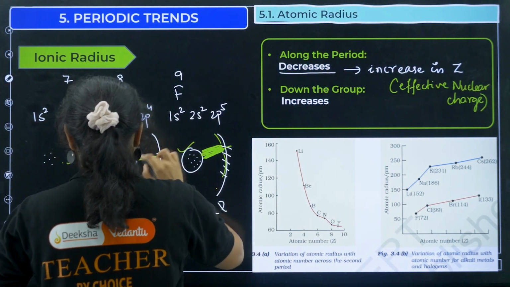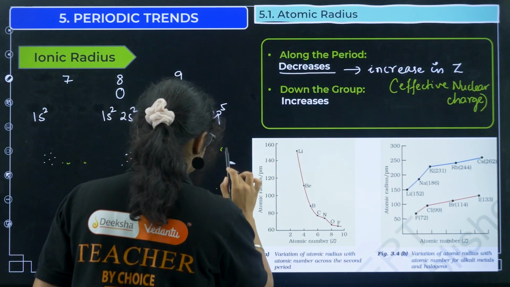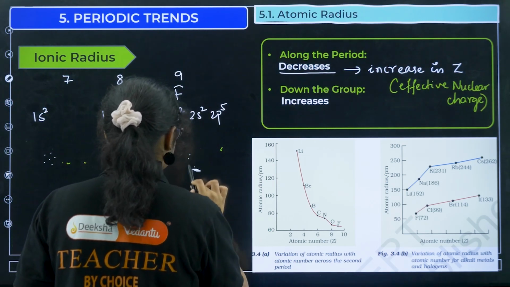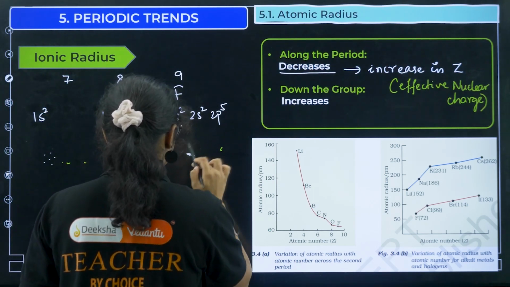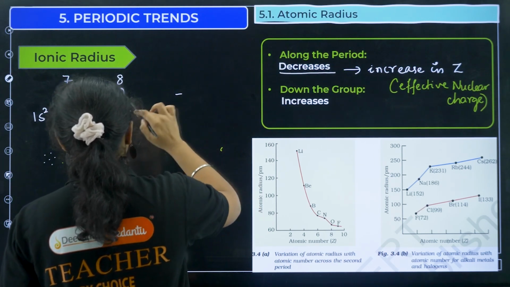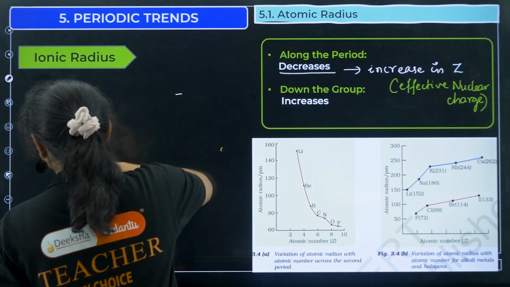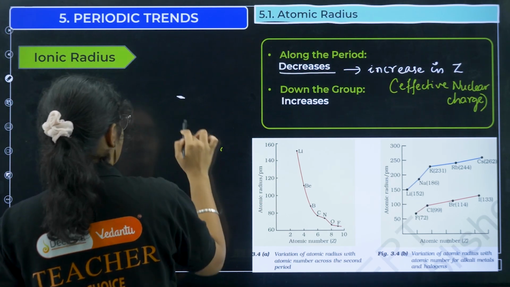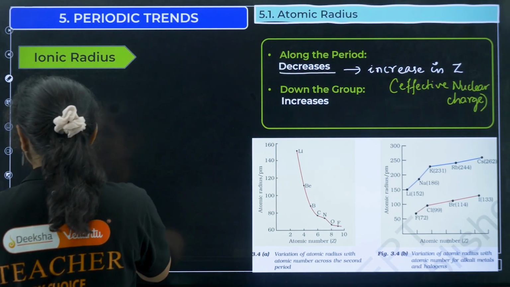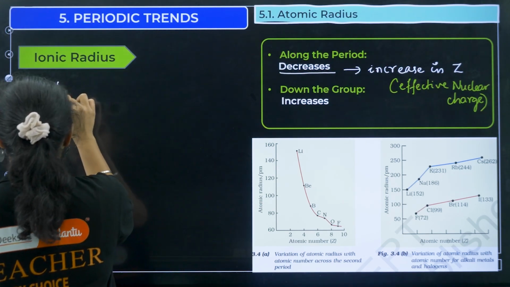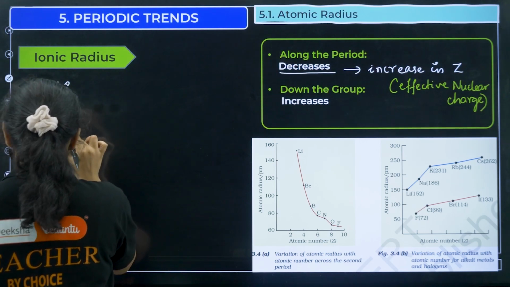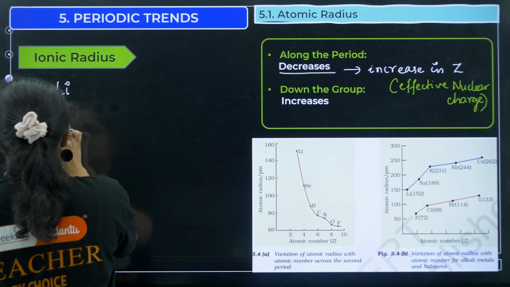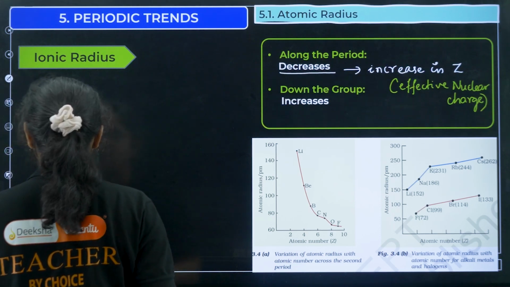So we'll take group 1 elements, suppose lithium, sodium and potassium, right? So let us write that and check. Okay, one second, let me erase this one. Okay, so now if you see, we have here lithium, sodium and potassium. So lithium atomic number is 3, sodium is 11 and potassium is 19.